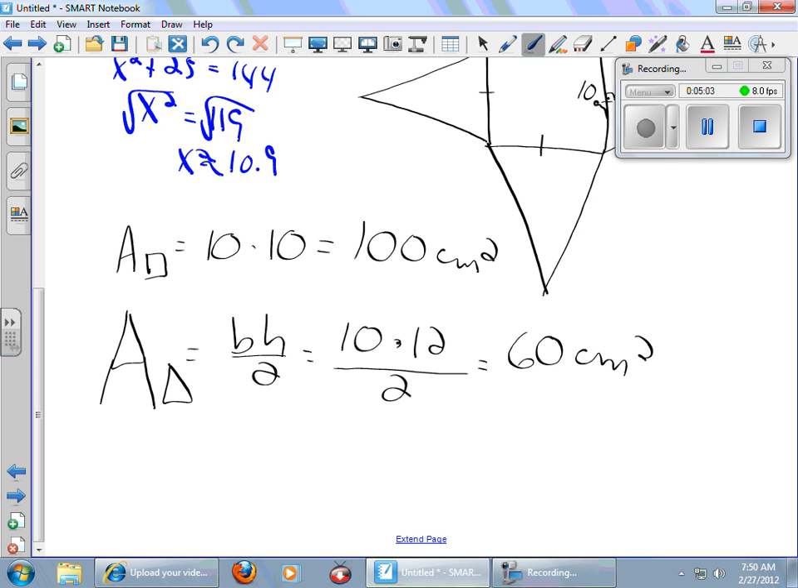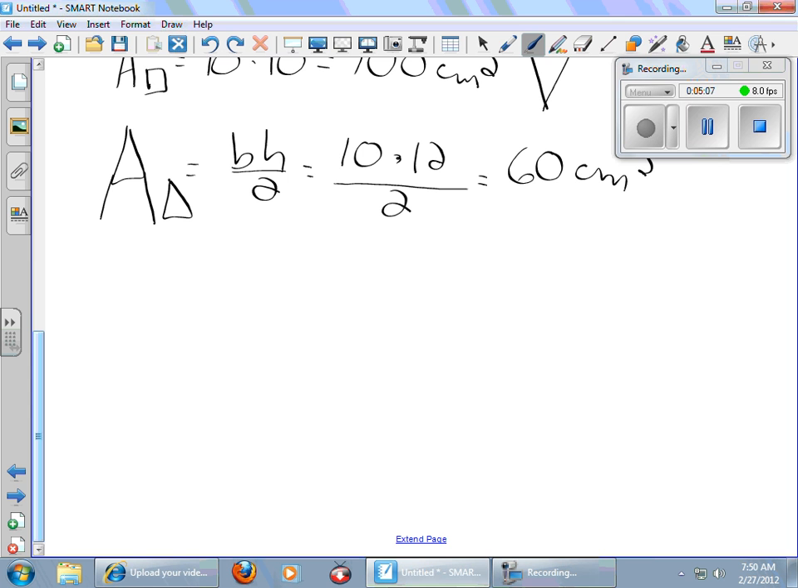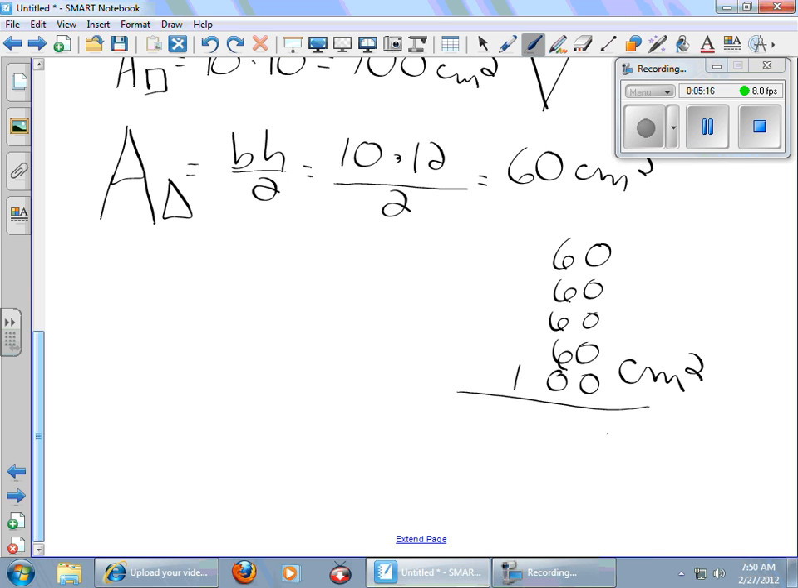Now I know there's 4 of these, so I can either list 60 down 4 times, or I can multiply 60 by 4. This is one good way to do it, and then I can't forget my square. And these are all centimeters squared. 0, that's 4, carry the 2, 340 centimeters squared. That is the surface area of my pyramid.